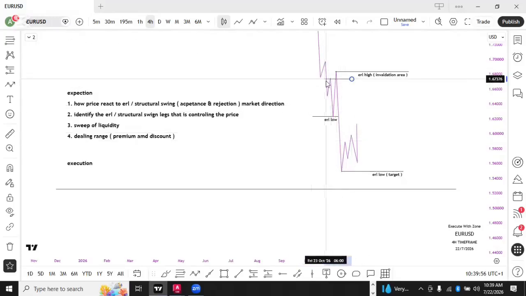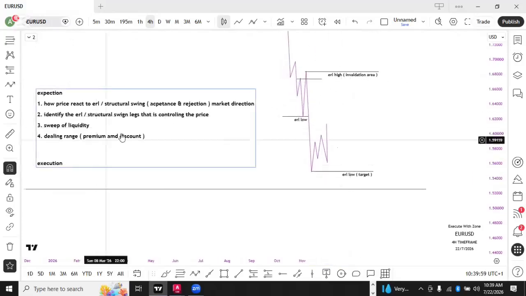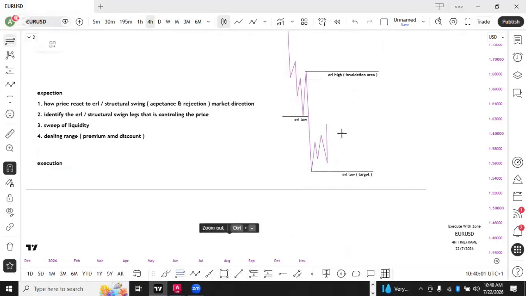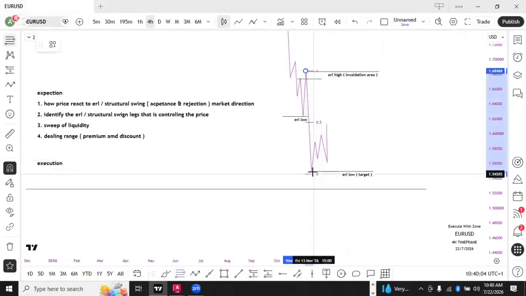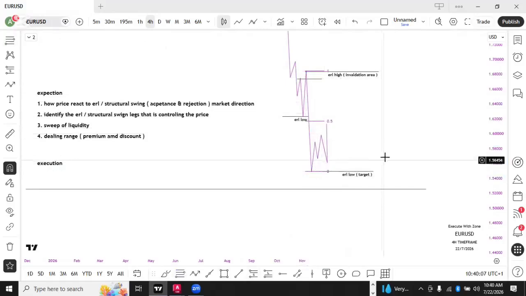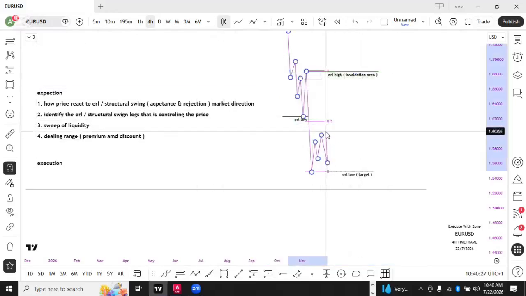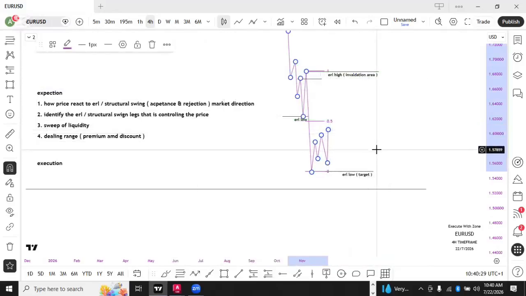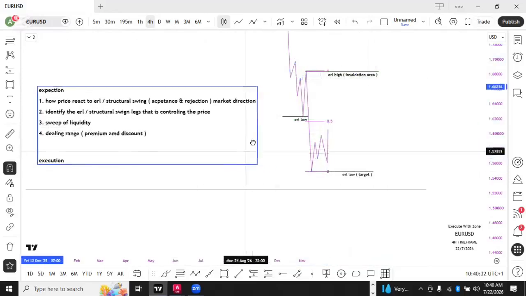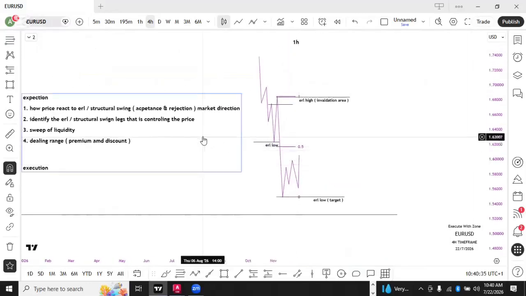So once I have a sweep of liquidity, what will I do now? I'll draw my dealing range. What is my dealing range? Fibonacci from the high to the low, like this. So I already know that if I want to sell, I should look for a higher time frame key level above this 50%, which is my premium zone. So you can see how I was able to frame my larger time frame bias, like a larger picture.